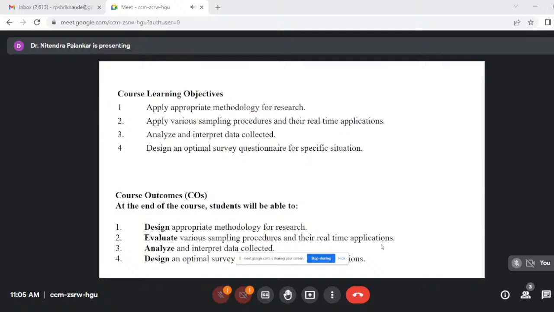So if you see the course outcomes, the students will be able to design appropriate methodology for research. They will also be able to evaluate the sampling procedures, that is, whatever data you are having, how to sample, which data set to take for a particular research work. All these things we will be discussing, and how these data can be analyzed, and also the procedure to carry out the best survey.